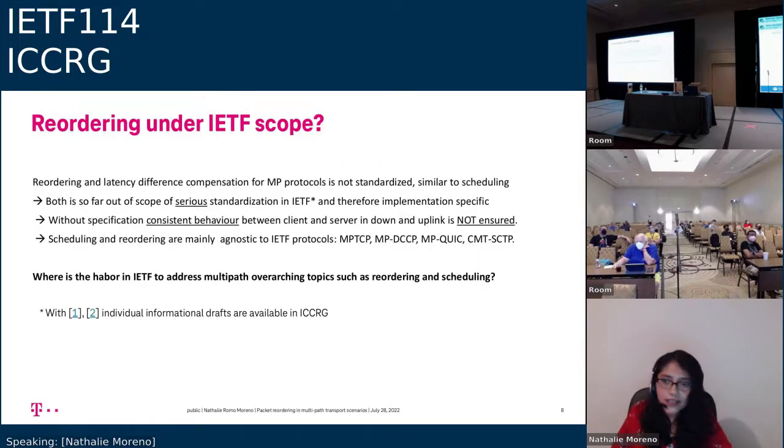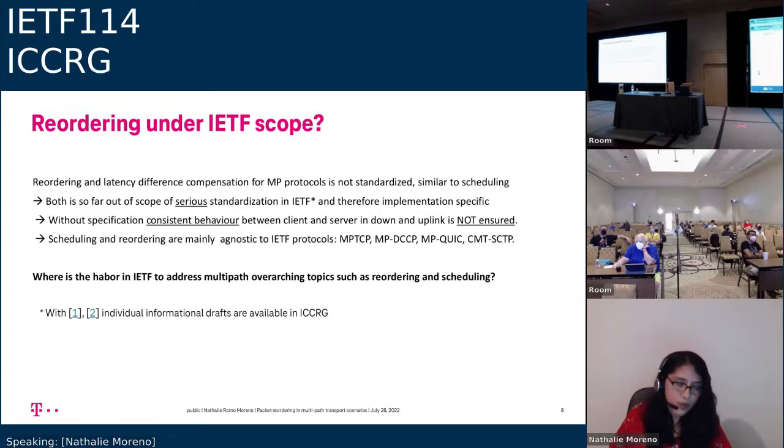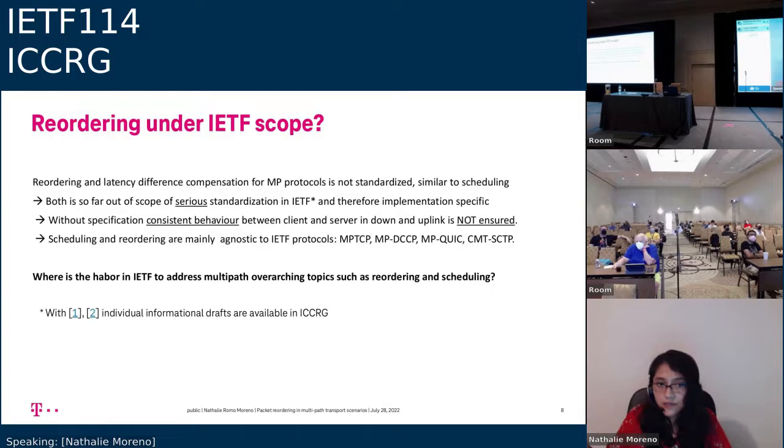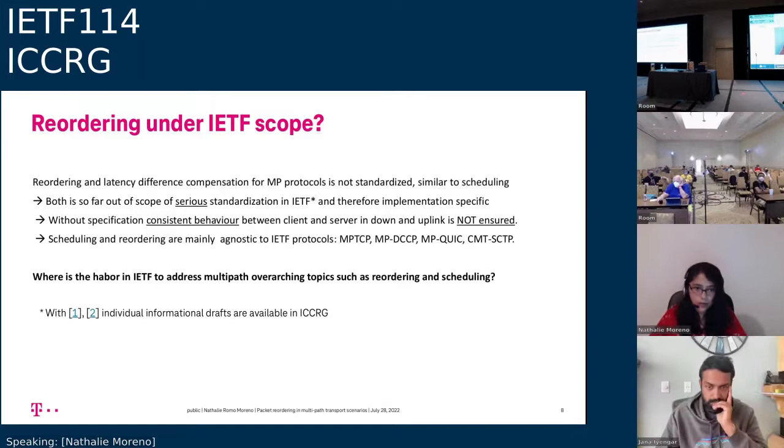Now, the question here is how this fits into IETF scopes. So far, reordering and latency difference compensation for multipath protocols is not standardized at all, similar to what happens to scheduling within the multipath context. Both are so far out of the scope of serious standardization. There are some individual informational drafts about it, but they are implementation specific. Without a specification, a consistent behavior between client and server in down and uplink direction is not ensured. And also these scheduling and reordering algorithms are mainly agnostic to IETF protocols. So they will not be part of a standard of MPTCP, MPDCCP, or MPQUIC.